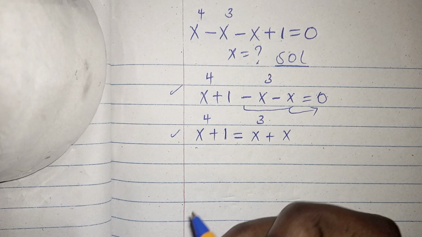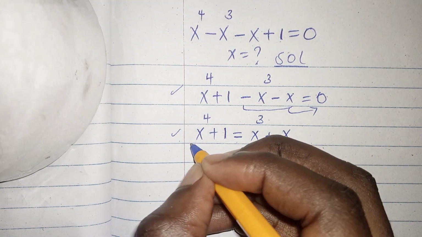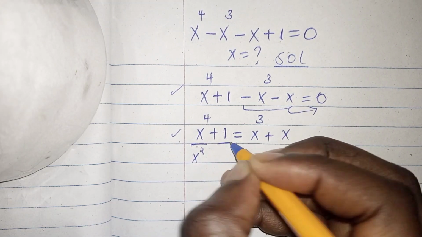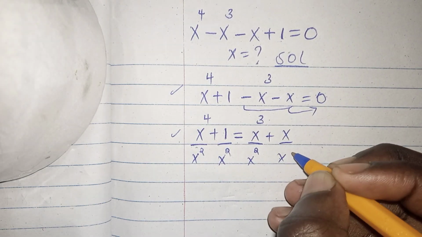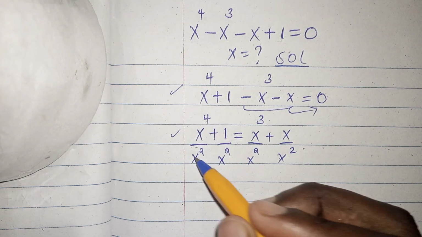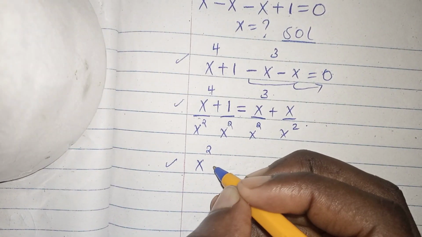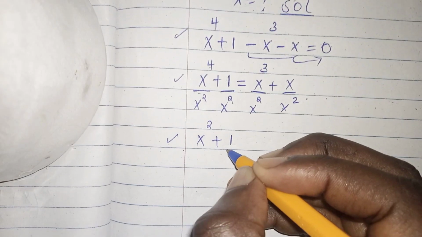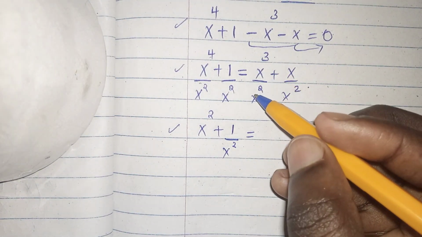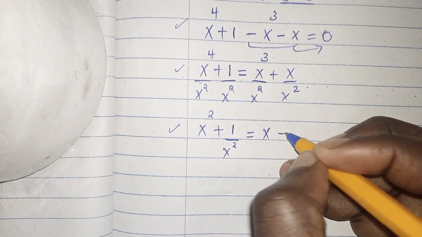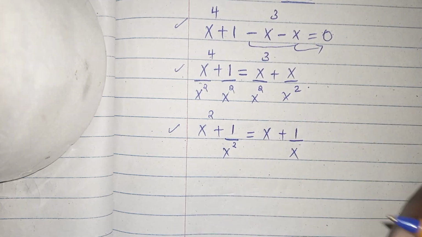So in our next step is to divide both sides by x squared. So we shall divide this term here by x squared, this one by x squared, this one by x squared, and this one by x squared. So this divided by this gives us x squared plus, so this will be 1 over x squared is equal to, this divided by this gives us x plus this divided by this gives us 1 over x.